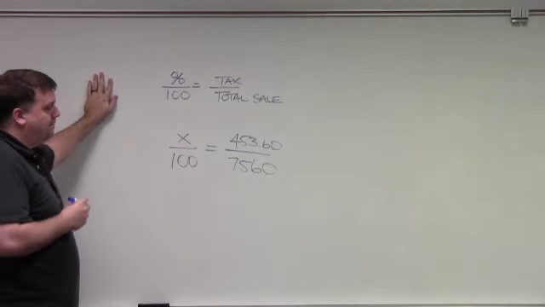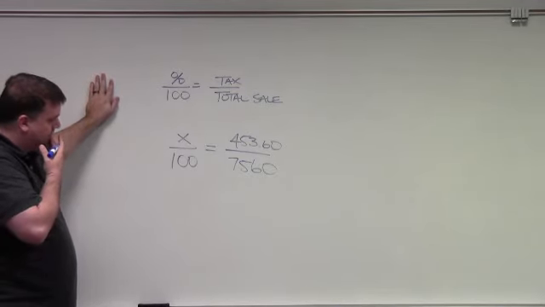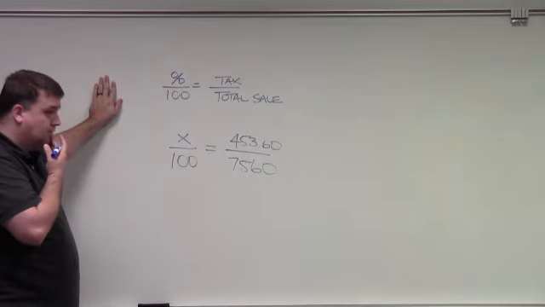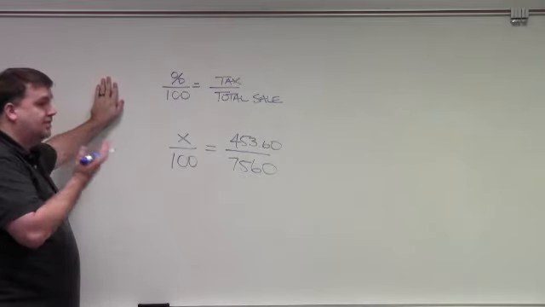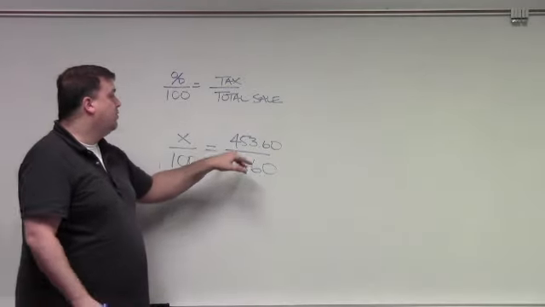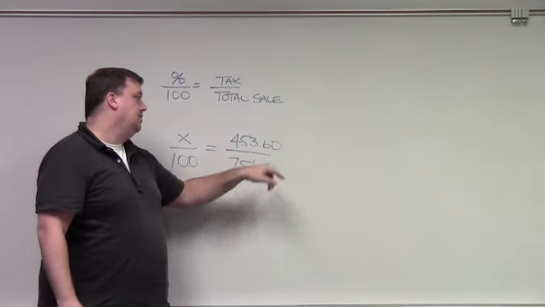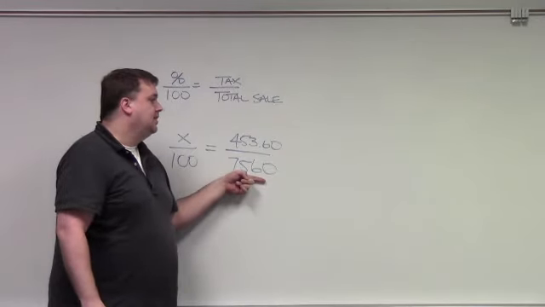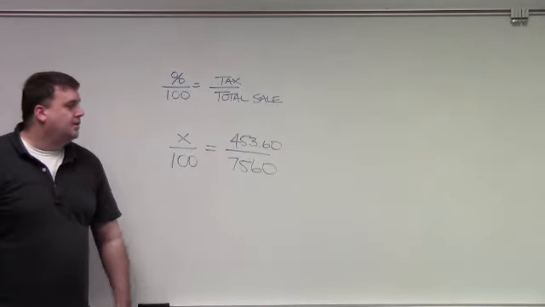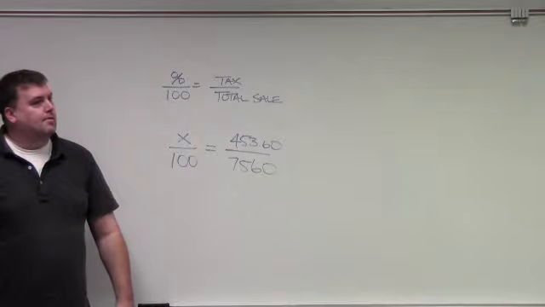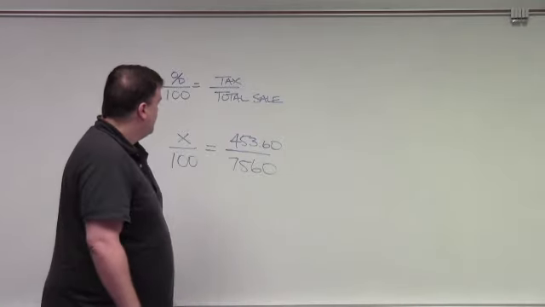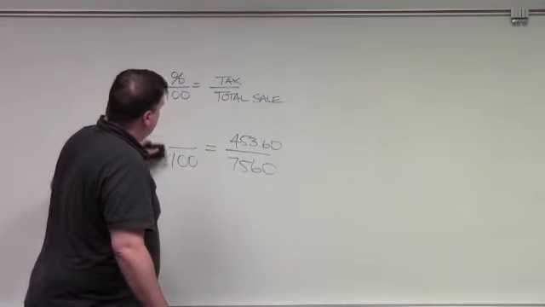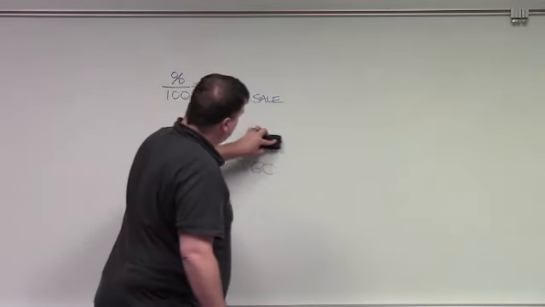So how did I solve that? Multiply what? 100 and then divide by 7,560. Exactly. Multiply 100 times 453.60. Whatever that result is, divided by 7,560. And once again, you might be able to use that zero trick again. Okay? So let's try setting up the next one.